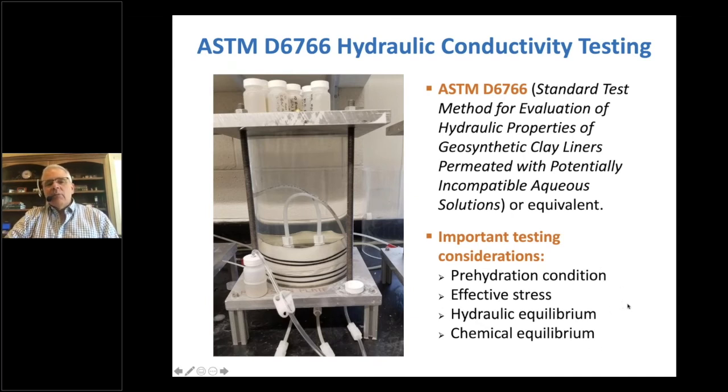Things that we need to think about when we're running these tests: the prehydration condition is important. When the liquid contacts the bentonite, has that bentonite wetted up at all from its subsurface environment or its subgrade? We'll talk about that. Effective stress, hydraulic equilibrium, chemical equilibrium, how important. These are important variables to consider. We're going to have a later webinar where we go over a great set of detail on testing, but we'll talk about these in some more generalities today.